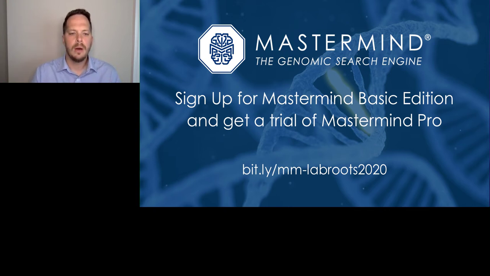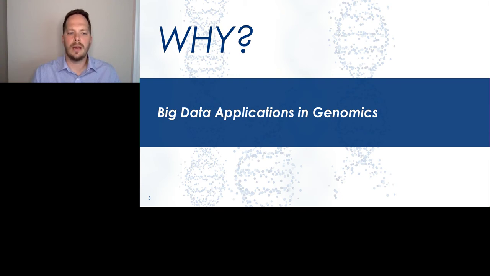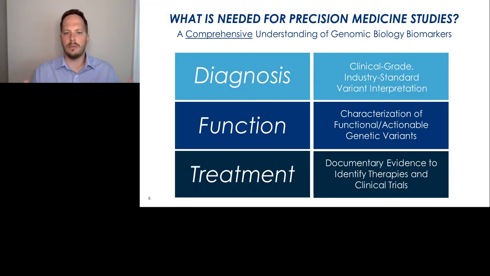But let me begin by talking about big data applications in genomics and set a landscape view by talking to what is needed to fully inform precision medicine studies, particularly in the context of genomics. And the answer writ large is a comprehensive understanding of genomic biology biomarkers and all of the attendant evidence necessary to ensure maximally sensitive and accurate understanding of those biomarkers.